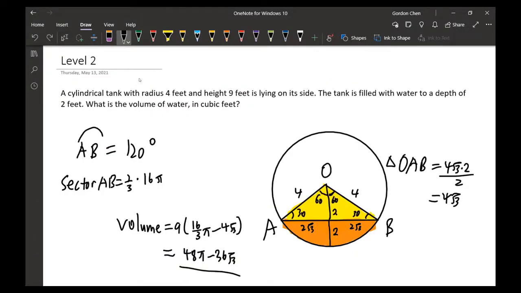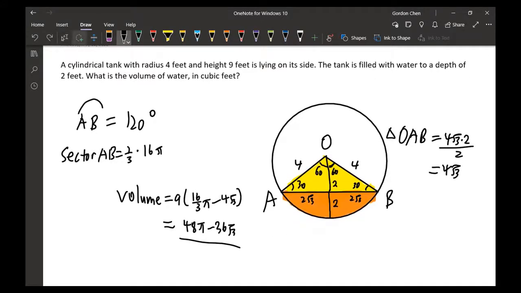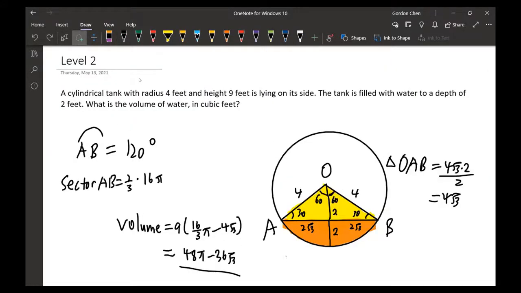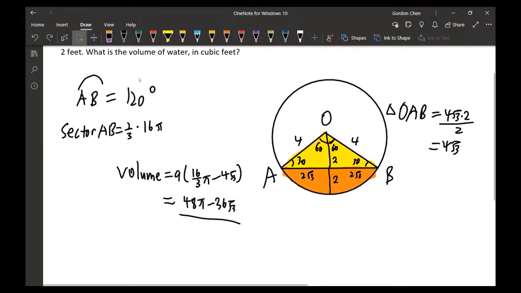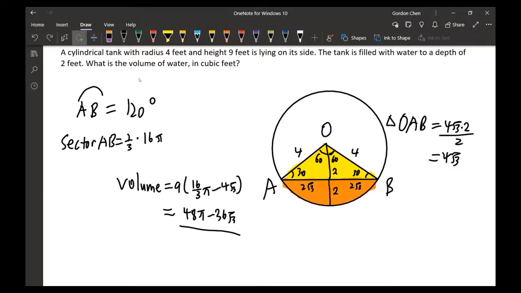Okay, so level 2 now. So we have a cylindrical tank with radius of 4 feet and height of 9 feet lying on its side. So the tank is filled with water to a depth of 2 feet, and we want to find the volume of the water.